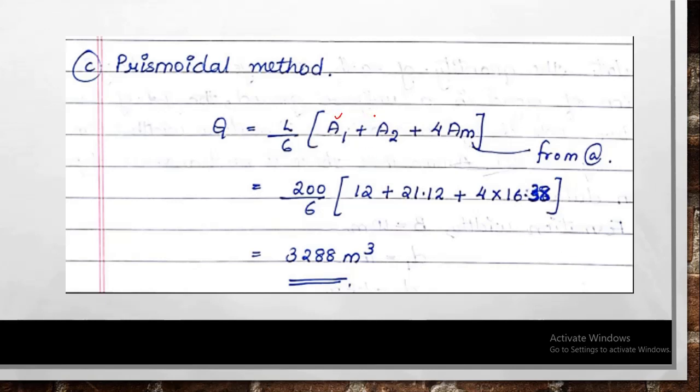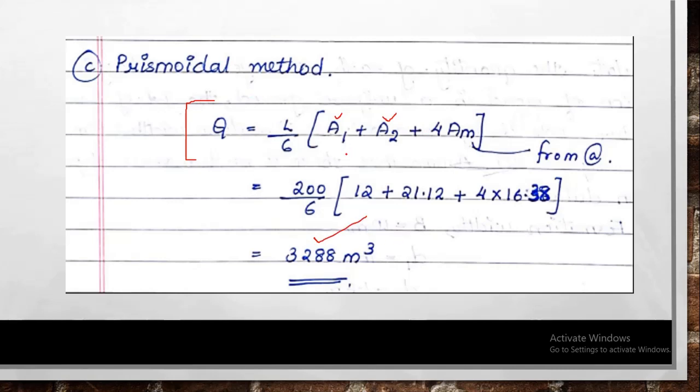One is A1 and the second is A2. We can use this simple prismoidal formula. Q is equal to L by 6 into A1 plus A2 plus 4Am, where L is equal to 200. These values are already obtained in the previous steps. So you just substitute the values and you will get the final quantity.